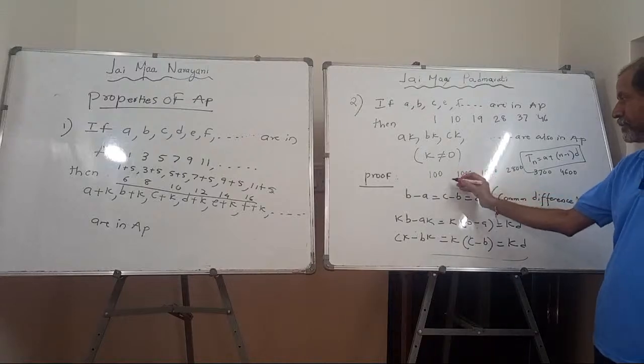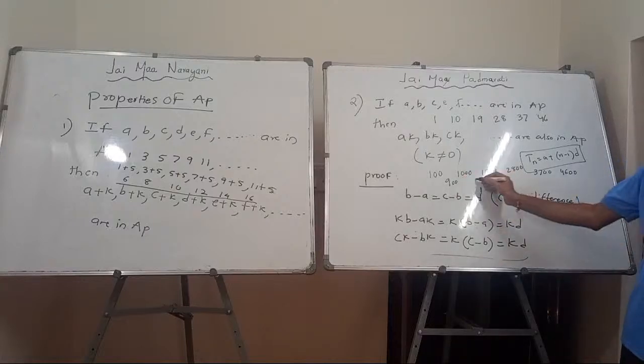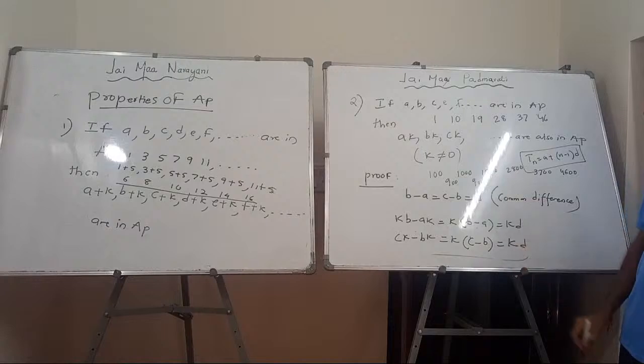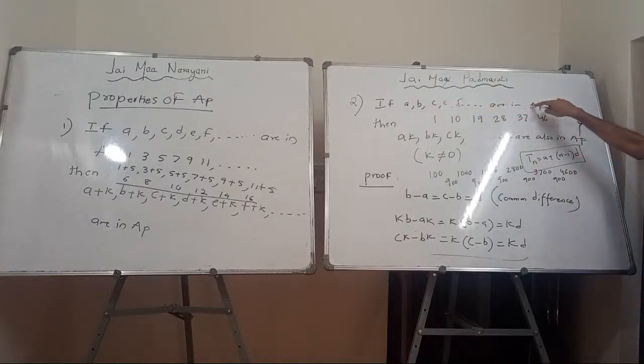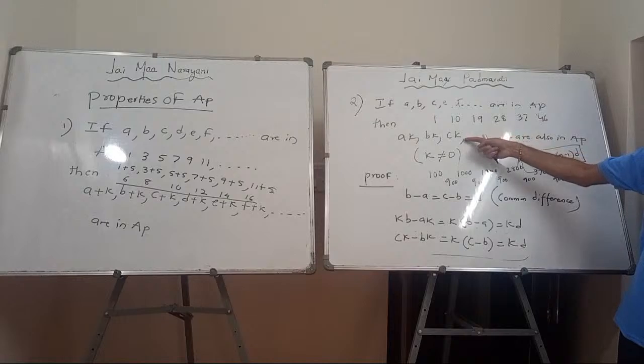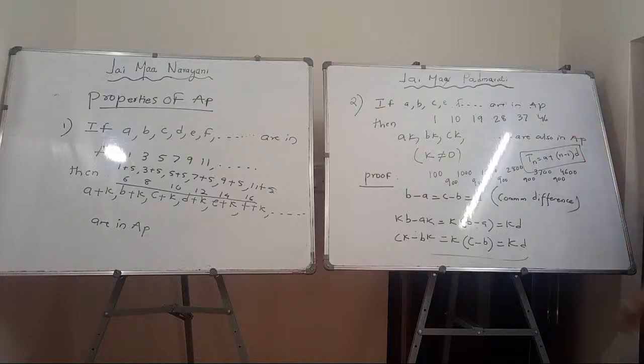How much is this? 900? Difference? Yes, 900. If this is in AP and if you are multiplying this with some number k not equal to 0, the resulting series will also be in AP. That is what it shows. You understood, no?